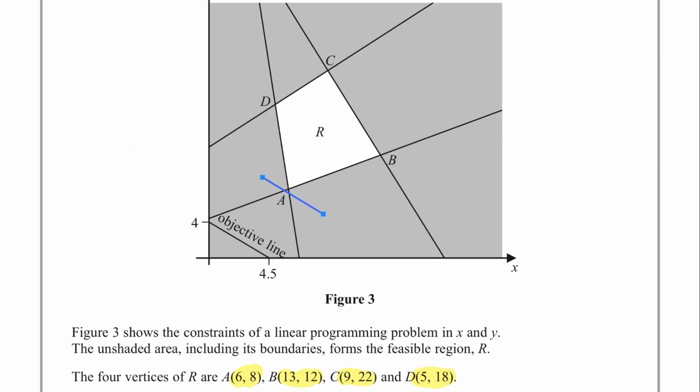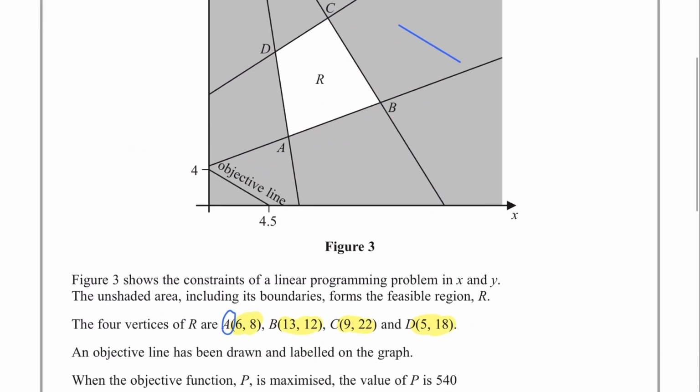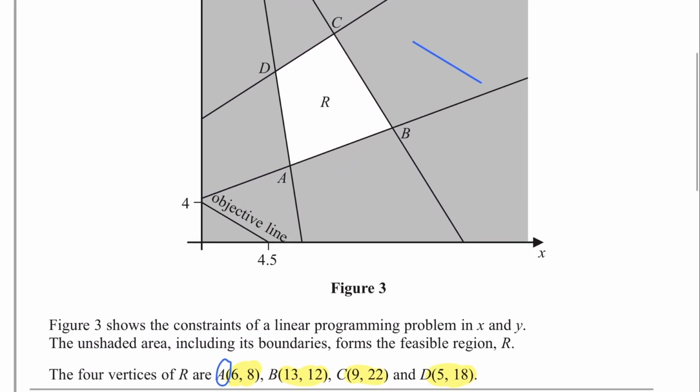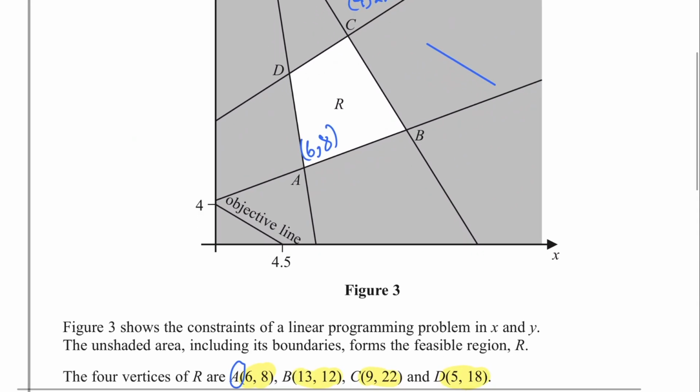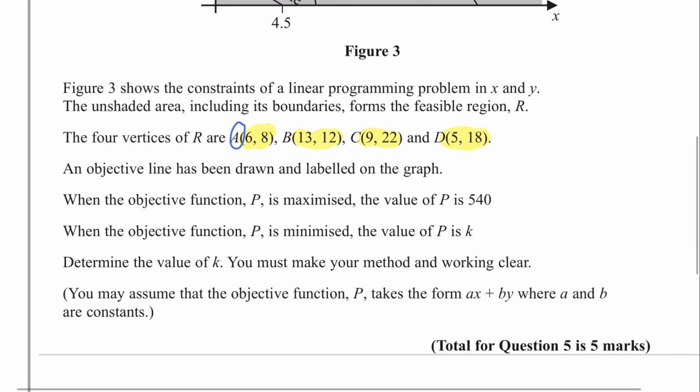So we're going to need A, and also the vertex C, because that's the one that leaves the region R as we slide the objective line. So that's going to be 9 and 22. Let me just write down the coordinates here. This is going to be 6 and 8, and this one is going to be 9 and 22. We don't need B or D for anything, so let's continue reading the question.